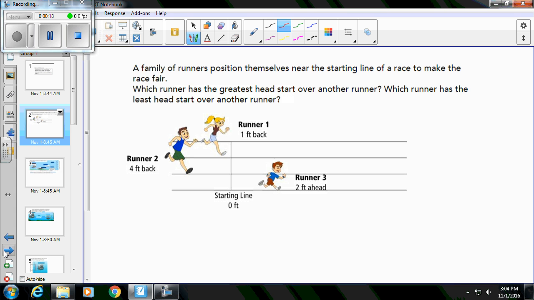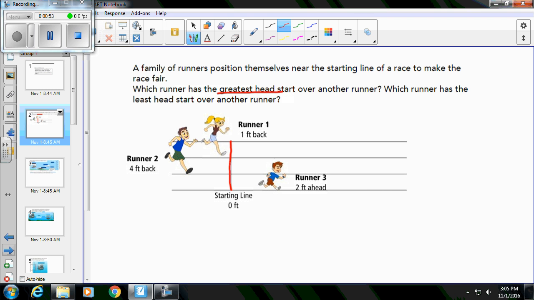We have a family of runners positioning themselves near the starting line of the race to make the race fair. Which runner has the greatest head start over another runner, and which runner has the least head start over another runner? So we've got runner 1, who's a foot back from the starting line. We have runner 2, who's 4 feet back. And we have runner 3, who is 2 feet ahead of the starting line. So which one has the greatest head start? Clearly, runner 3 has the greatest head start over runner 2.